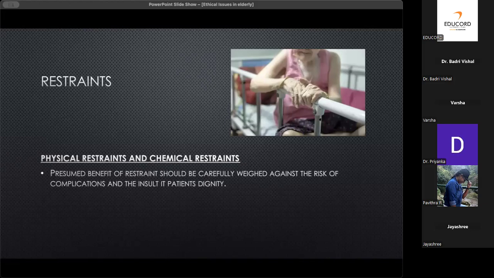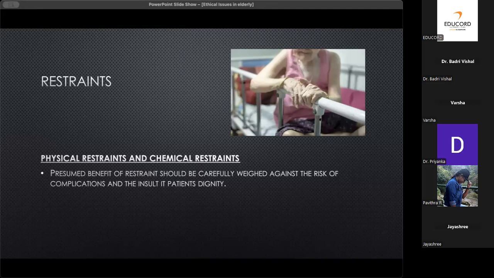Clear? So then one thing that comes up is restraints. For a physical or chemical restraint, the presumed benefit should be clearly weighed against the risk of complication and the insult to the patient's dignity. This is a very big ethical issue. I have seen patients restrained in old age homes, bound to the bed or confined to a particular room. It's an insult to their dignity. And if it is not very required, then the patient should not be subjected to any kind of restraint, either physical or chemical.